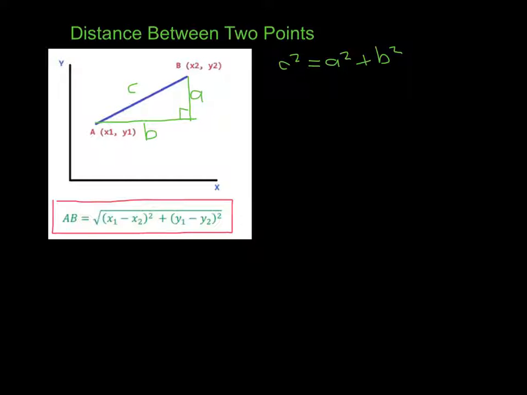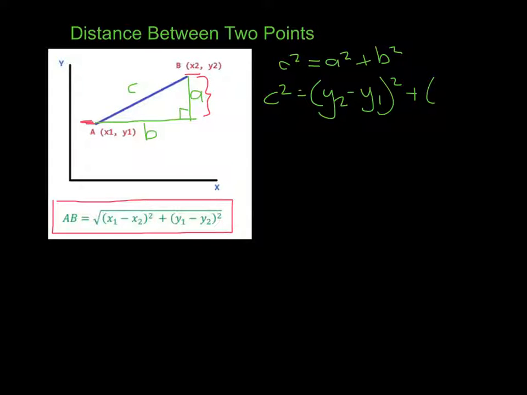Now our problem is that we don't know what A is just yet, so we're going to try and find out what this length of A is. The length of A is actually, if you stop and think about this, the y value for point B minus the y value for point A. So it will be C squared is equal to, the value of A is going to be y2 minus y1, and we'll just make that all squared.